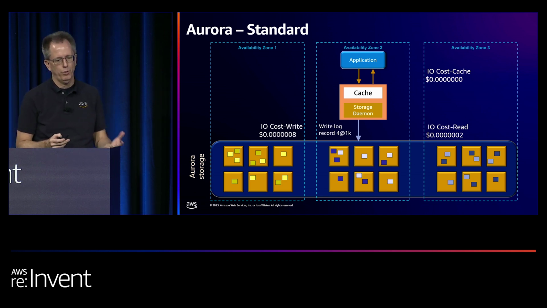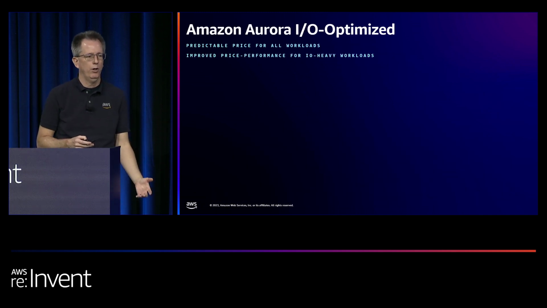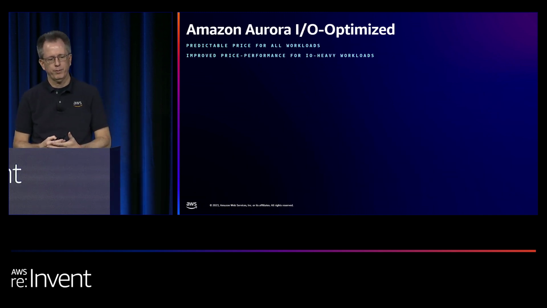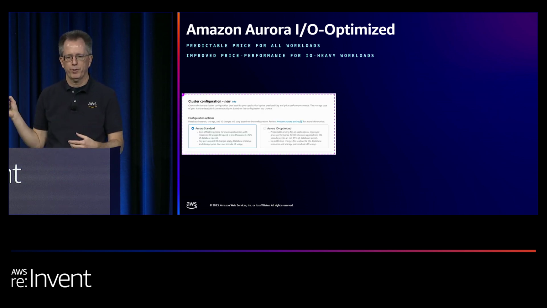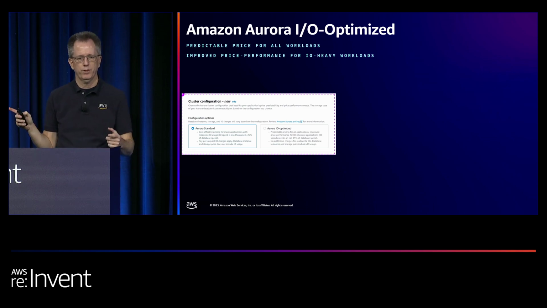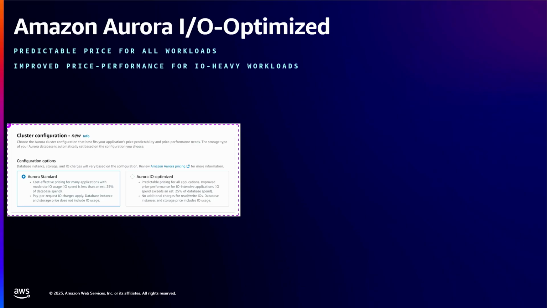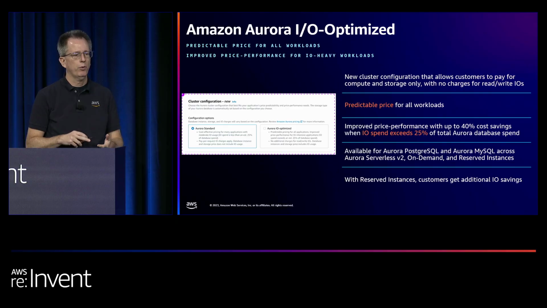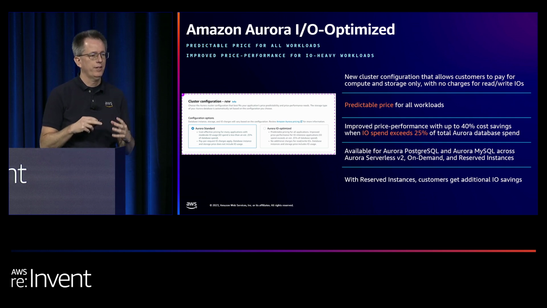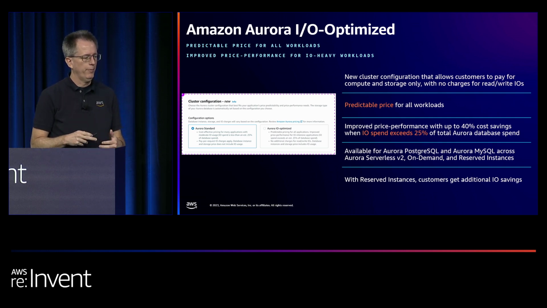We spent quite a while figuring out what we wanted to do, and that's where we came up with the Aurora I/O optimized storage type. So this is predictable pricing and better price performance for Aurora when it comes to high I/O workloads. This is just a shot from the console showing that it's just a simple selection between the two when you're doing a create or modify. The big thing that this is aimed at is folks that are doing a lot of I/O. So if you're spending more than 25% of your total Aurora spend on I/O costs, then this is probably going to be super helpful for you.